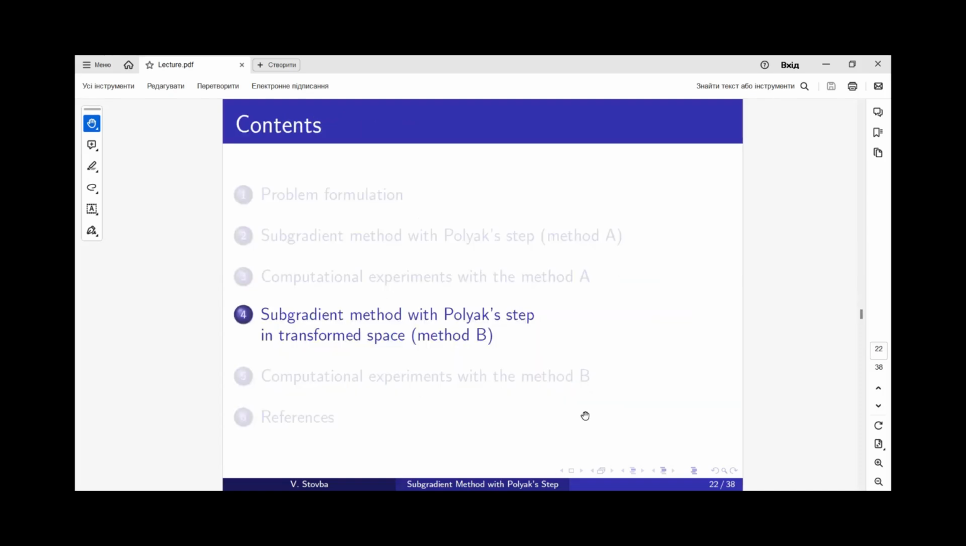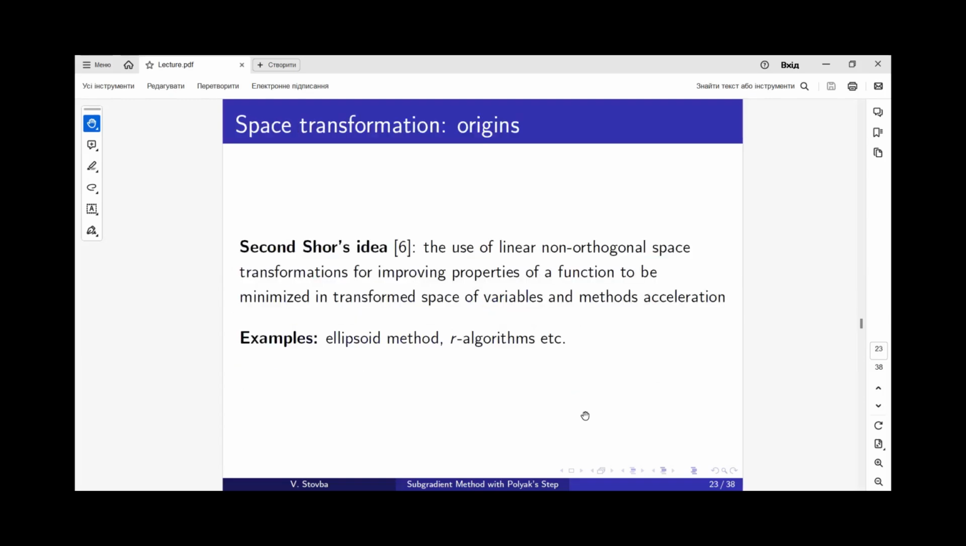Now let's move to the subgradient method with Polyak step in transformed space, which we are going to call method B. It moves us to some space transformations. The origins of this go deep to Shor's ideas, and more precisely to the second idea, which is to use linear non-orthogonal space transformations for improving properties of a function to be minimized in the transformed space of variables. Method acceleration means that we transform our space of variables so that some properties of our functions are better in the transformed space than in the initial space.